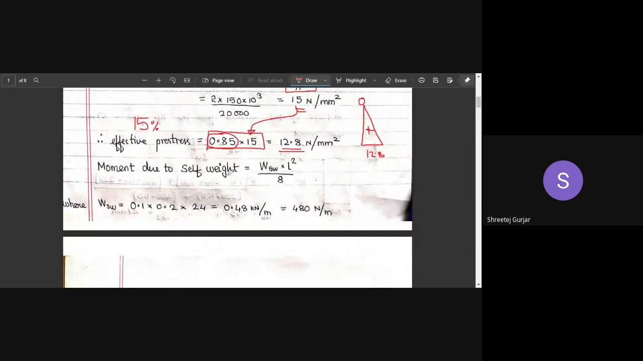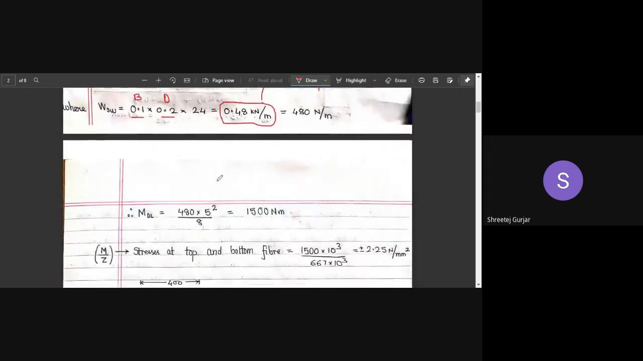Now moment due to self-weight. Self-weight of what? Self-weight of the precast beam, that is 0.1 into 0.2, breadth and depth, into 24, that will give you the self-weight of the beam in kilonewton per meter. Then you substitute over here into L squared. L is 4.5 meters, that is given. Divided by 8, that is WL squared by 8. We get the moment due to self-weight of the precast beam.